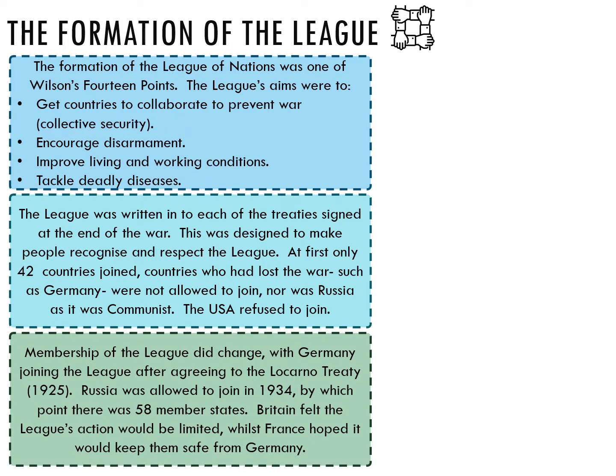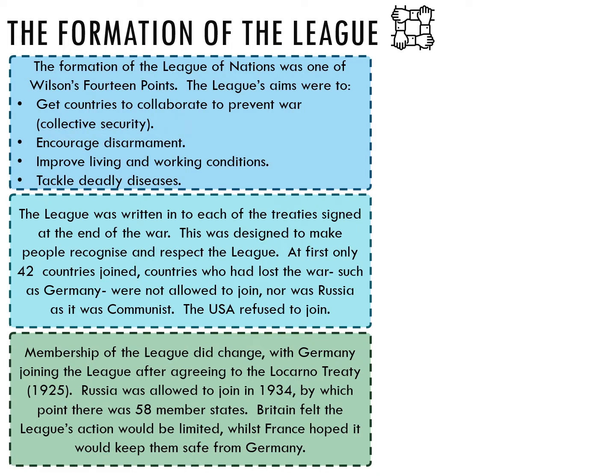So, the League was written into each of the treaties signed at the end of the war, and that was designed to make people recognise and respect the League. At first, only 42 countries joined, and countries who had lost the war, such as Germany, were not allowed to join, and nor was Russia, as it was a communist state.